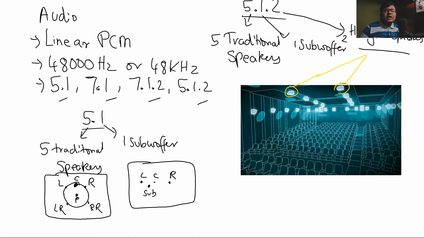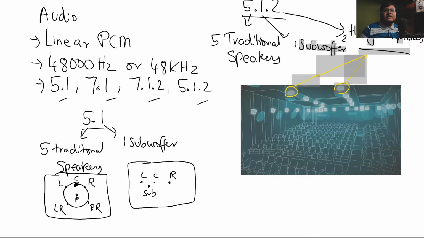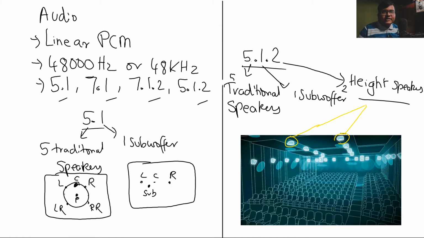One format like 5.1 or 7.1 cannot be upmixed easily for the theater. Like if the theater has 22.2, it might not upscale to it. So that's why Dolby has been introduced. Again, the 5 traditional speakers will be here, how I explained it over here, and one subwoofer, the same like this. But here the new thing is the height speakers or the ceiling speakers.